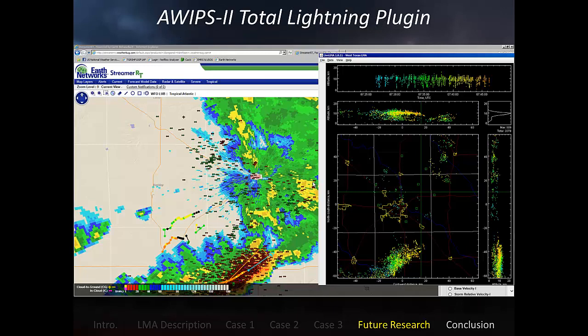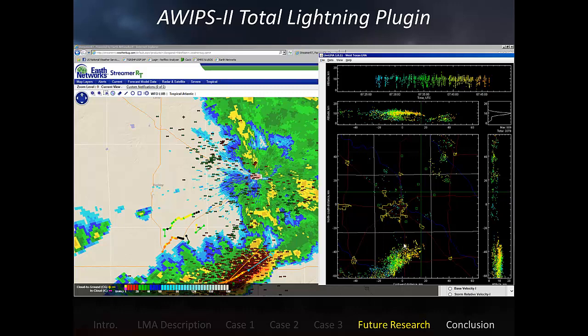Again, I mentioned the Total Lightning plugin that will be coming in here soon, and what this will allow us to do is combine everything that we're looking at. So here's the Earth Networks streamer, looking at what they have for their Total Lightning product, and our LMA alongside it, so we can compare on AWIPS one-to-one.